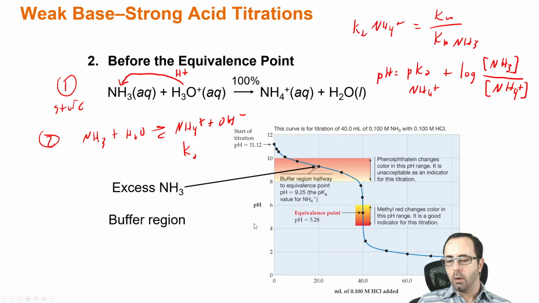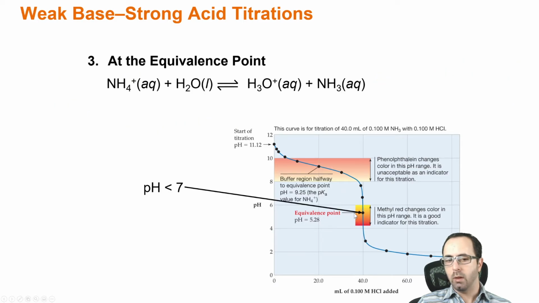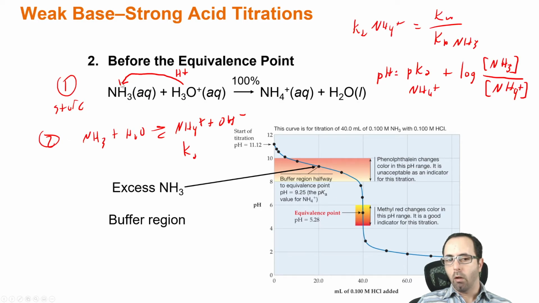Now, going to the equivalence point. So this is in the buffer region. We can use the Henderson-Hasselbalch equation to find the pH. When we get to the equivalence point, all of the ammonia has reacted with all of the hydronium that was added, and all that we've got is ammonium ion and water. At the equivalence point, all this is gone, all this is used up. At the equivalence point, all we've got are these.